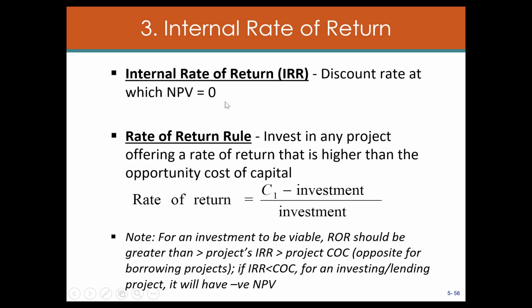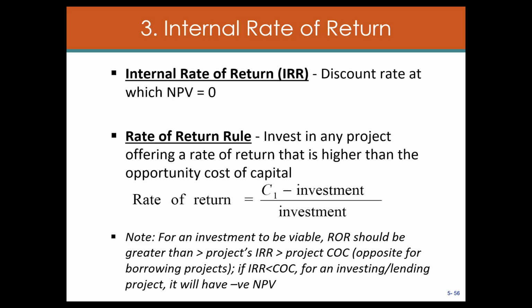And if your rate of return can also beat the cost of capital, if your IRR beats the cost of capital, then you're good. You got to beat the cost of capital. Now remember, here we are talking about investing money. You have money, you're investing money. You want to beat the rate of return. If you're borrowing money from somewhere else, somebody else is investing money in you. Your rules will reverse. So be careful when you apply these rules.